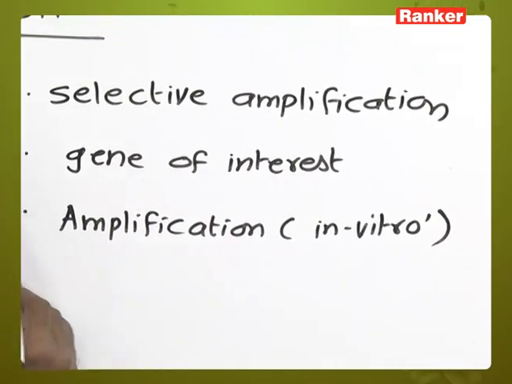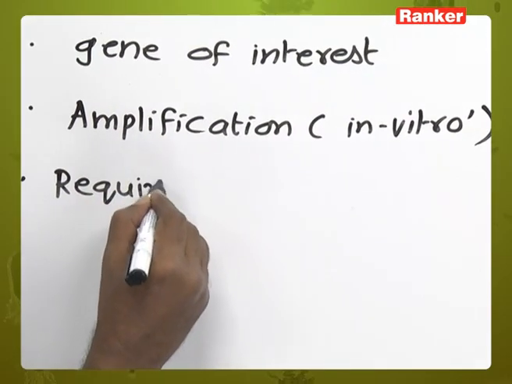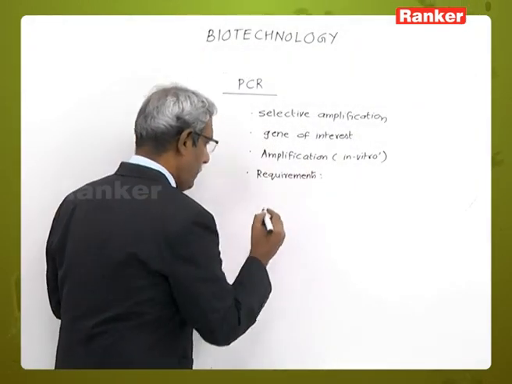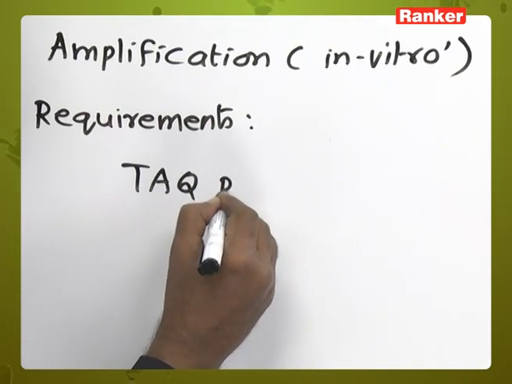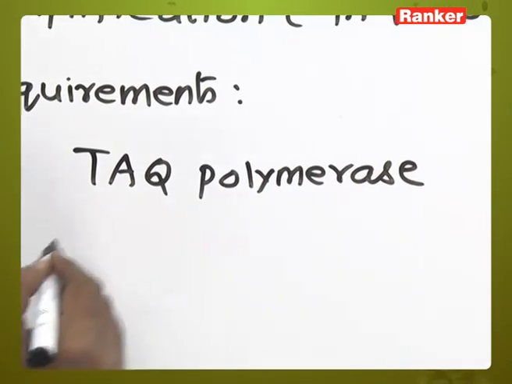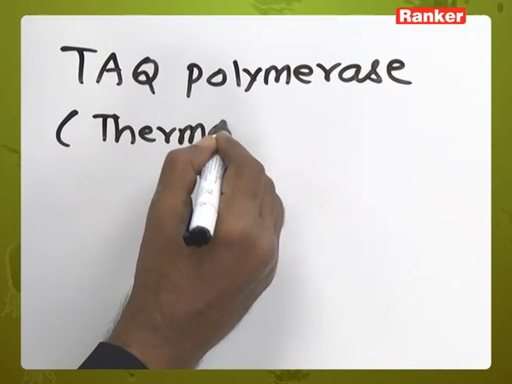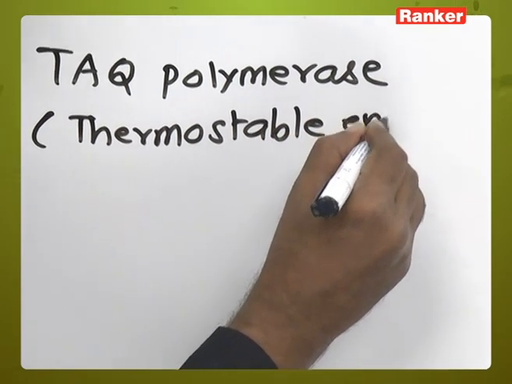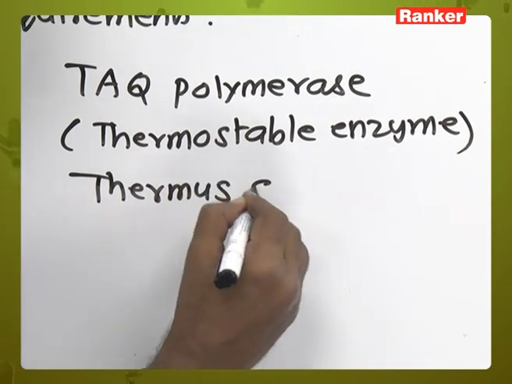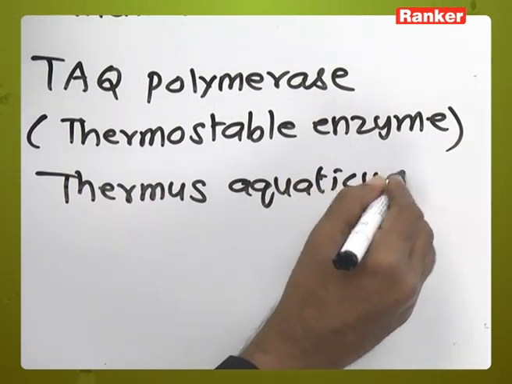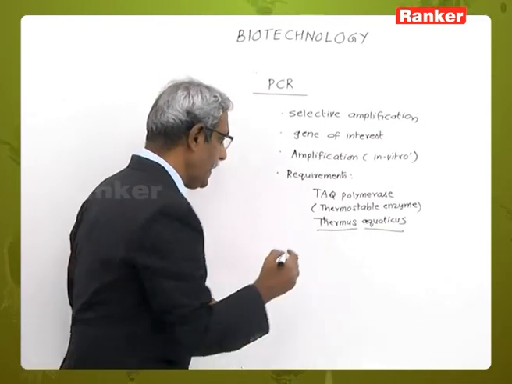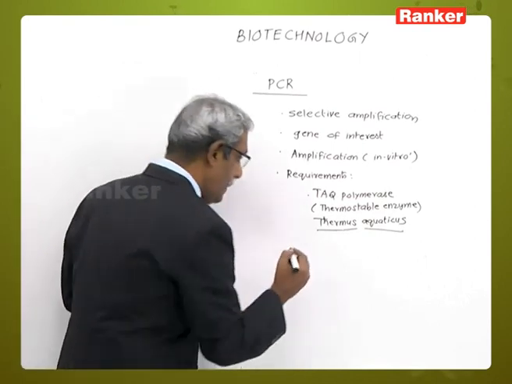And what are the requirements? The requirements for the polymerase chain reaction are the presence of Taq polymerase, which is a highly thermostable enzyme derived from Thermus aquaticus.